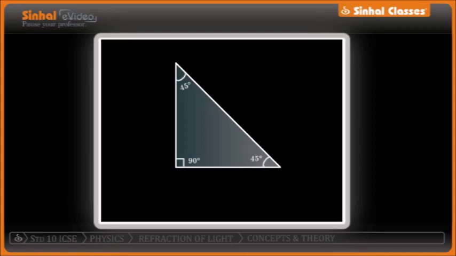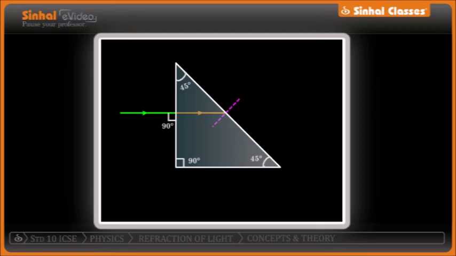So let's consider an isosceles right angle prism and a ray of light that is incident on it, normal to the surface. When a ray of light is incident normal to a surface, this ray of light goes undeviated. It strikes the hypotenuse. At the point of incidence, we draw a normal. We calculate the angle of incidence which this refracted ray has made with the normal.